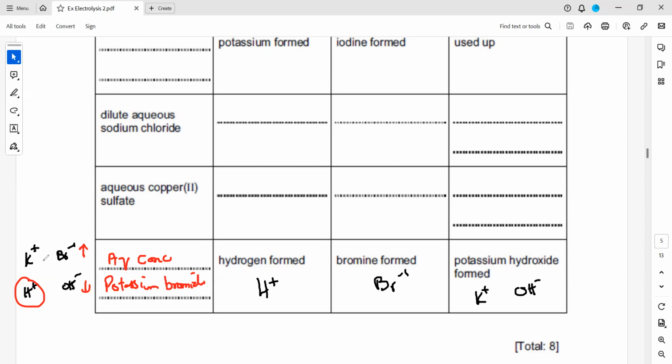The negative ion of the salt will move, like potassium bromide is there, K+ and Br-. So the bromide ion is discharging, which means it contains more salt and less water. That's why we say it is concentrated. Is it clear how we completed this table?